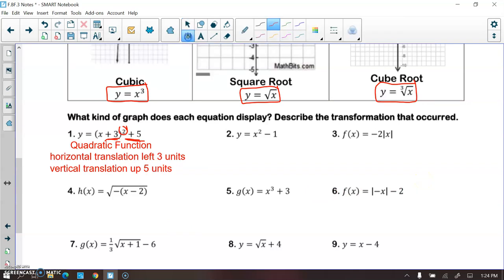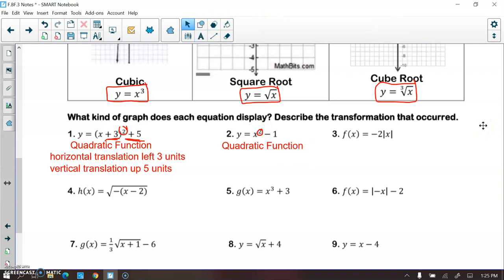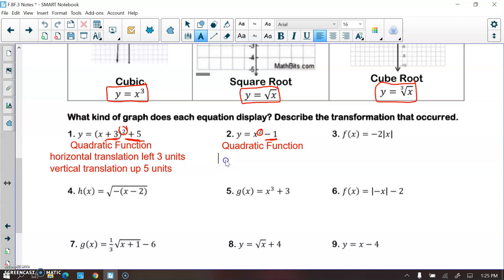Now number 2 is also a quadratic, because we see that squared. So we're going to state that this is a quadratic function, and then we're going to describe the transformation. Since there's no parentheses, this minus 1 is technically on the outside of our function, so that is a vertical translation down 1 unit.